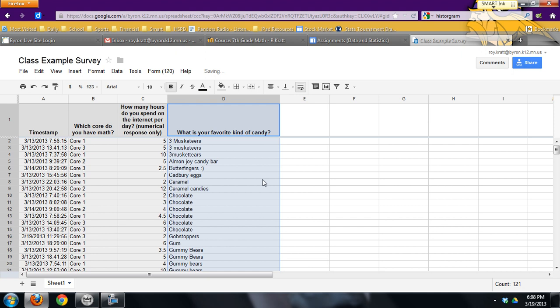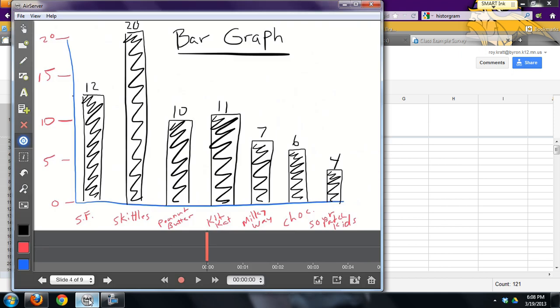Get a nice list there for you. Now, again, for me, I have 120 pieces of data. That was just way too much for me to do. So I just used the Swedish Fish, Skittles, Peanut Butter Cups, Kit Kats, Milky Way, chocolate, and Sour Patch Kids. I picked some of the larger ones, okay? Now, on the bottom here, in no particular order, I didn't do it from greatest to least or least to greatest. Here it kind of went down at 10, 11, 7, 6, 4. It could have been in any order.